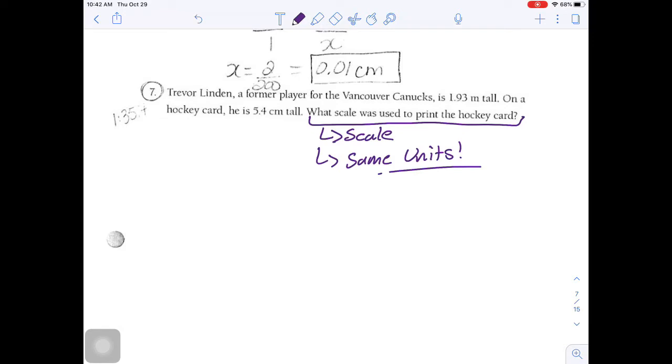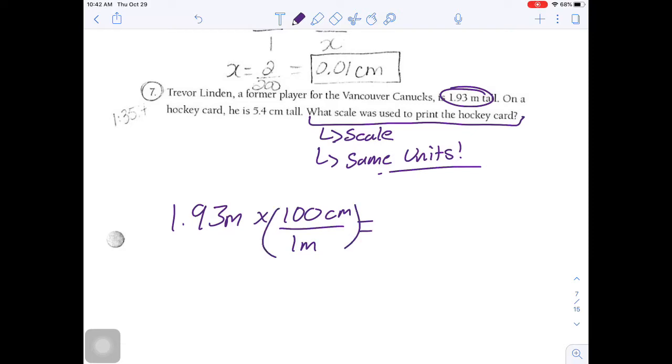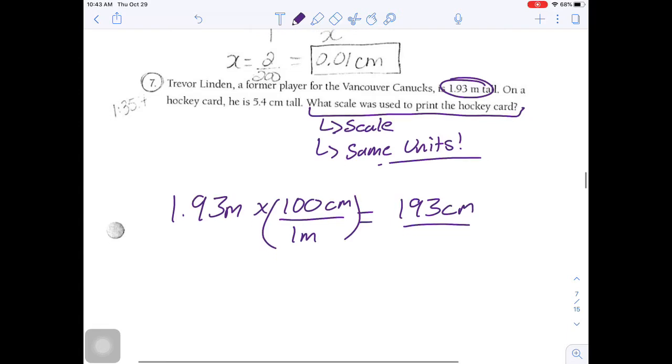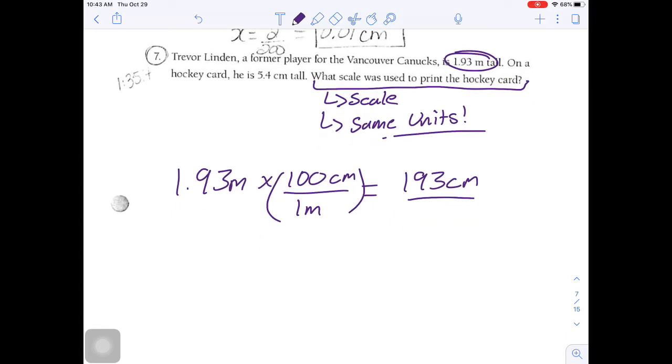So what can I do here? How about we convert 193 meters into centimeters? So 193 meters, I'm going to multiply that by 100 centimeters because there's 100 centimeters in 1 meter. Okay, and that's going to give me 193 centimeters. And then from there, we can have our ratio.